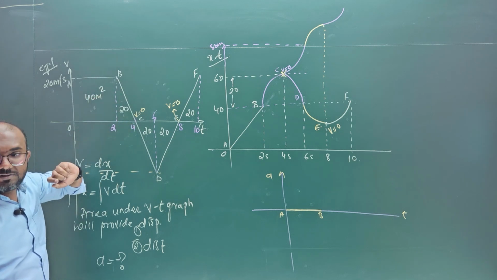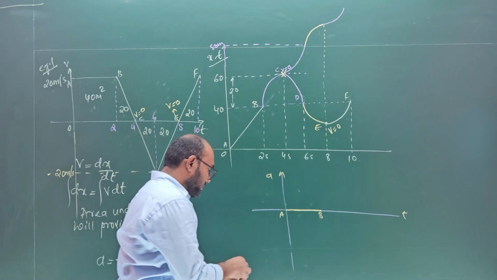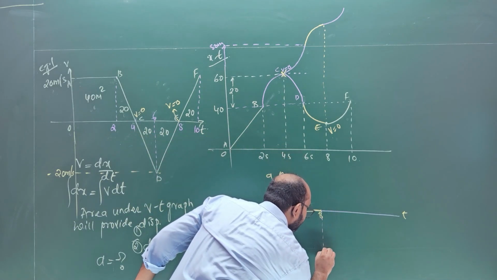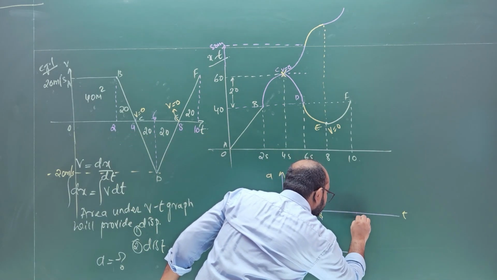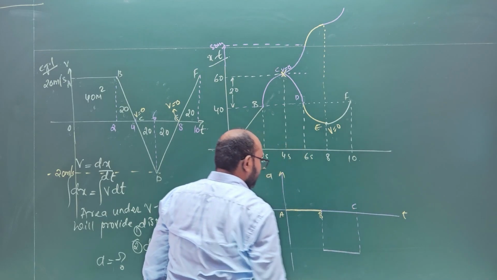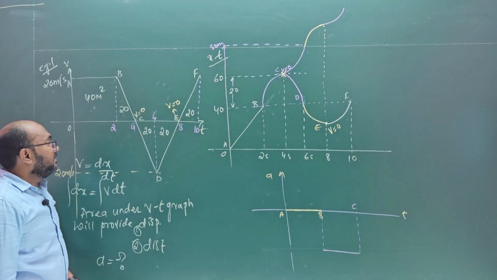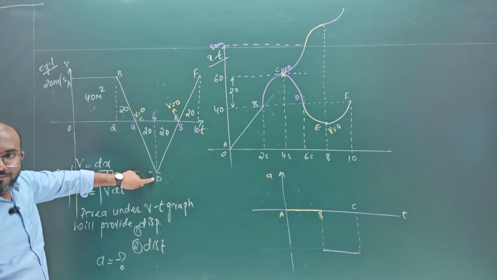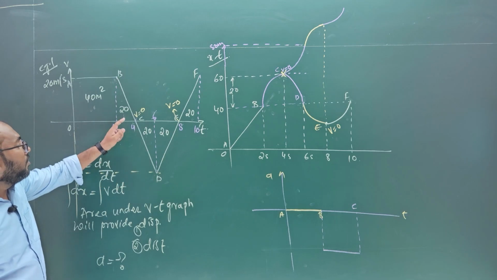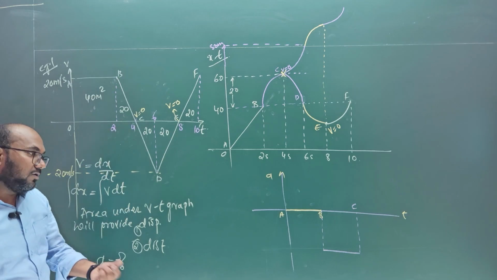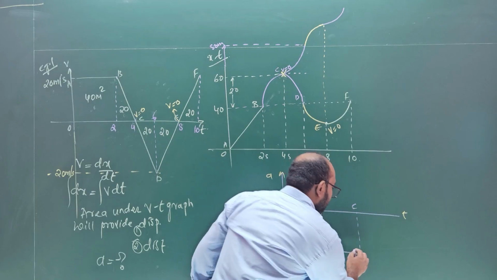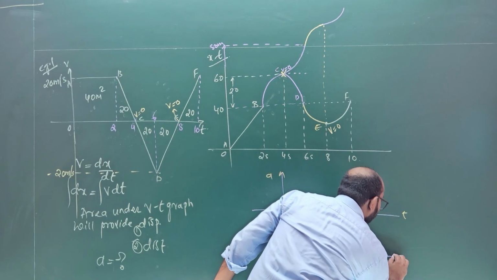Who will decrease the positive velocity? Obviously negative acceleration. So from here to here, let's say this point is C. Okay. Then again C to D. Who will increase negative velocity? Obviously negative acceleration. So C to D also can be represented like this.